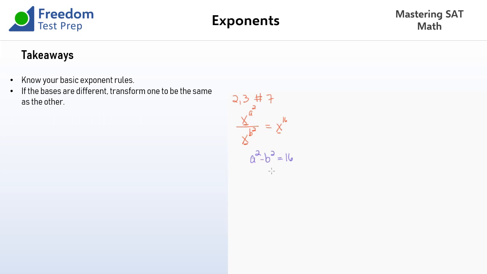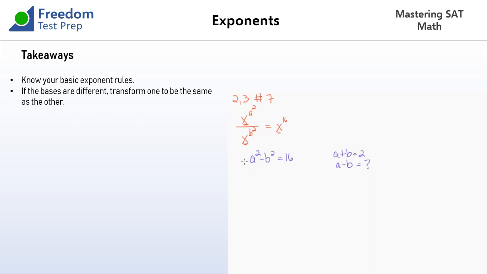Okay, so we have this, and then they also tell us in the problem, I'll put it off to the side, a plus b equals 2. And they're asking what is the value of a minus b? Okay, so that's what we're trying to find. Now, most people do not see this right away. So I want to give you this very special SAT shortcut.